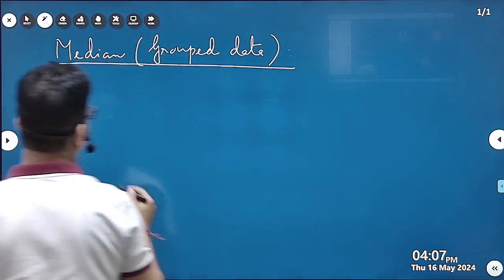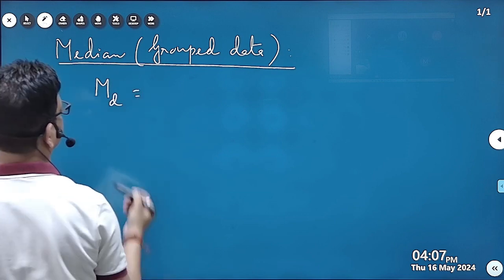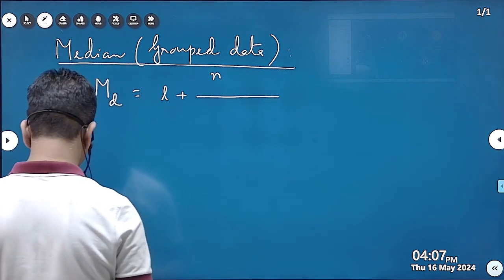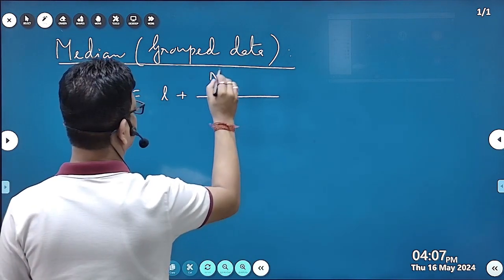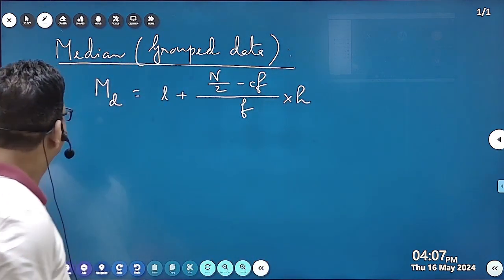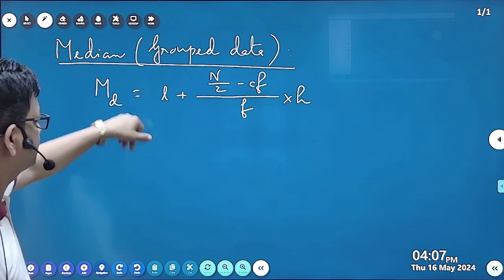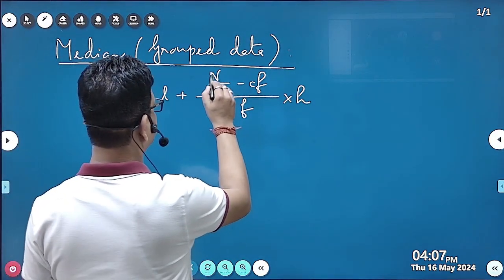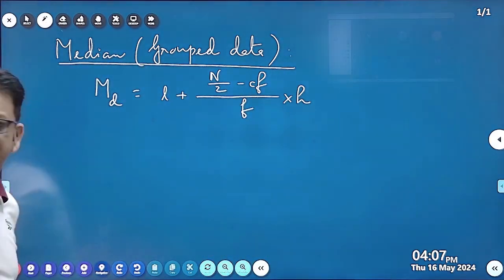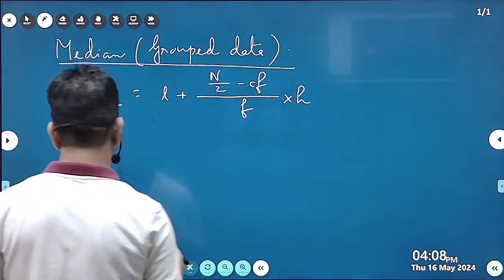Okay, so here the formula goes like this: median equals L plus (n by 2 minus CF) by f into h. The way we did yesterday for mode, this time L is the lower limit of the median class. n is the total of frequency, as you already know. CF is the cumulative frequency, which we did one day while drawing OGIVE. And h is the height, or the class size, right?